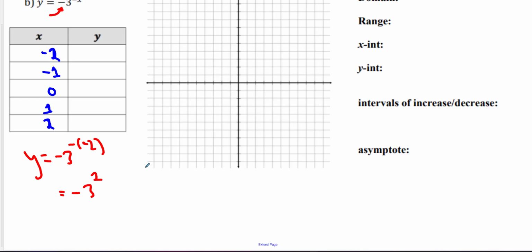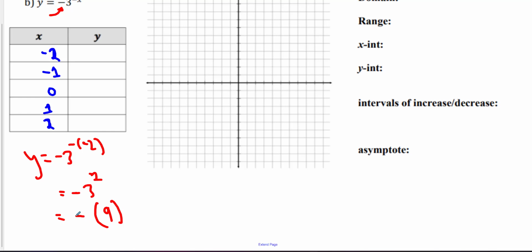So what does it mean when the negative sign is outside the bracket? That means that when we're doing the order of operations, we always do exponents first. So this negative sign doesn't get squared. That 2 is not applying to that negative sign. It only applies to the 3. Because it only applies to the 3, the answer is now 3 squared is 9.